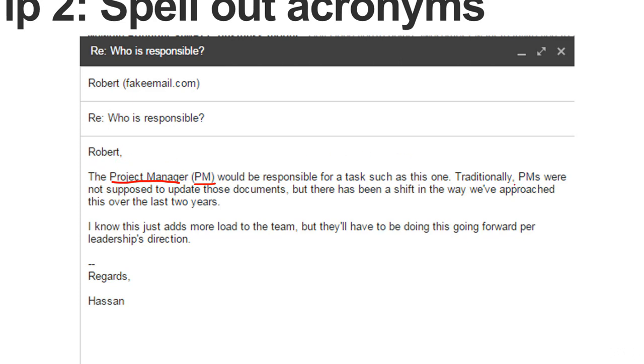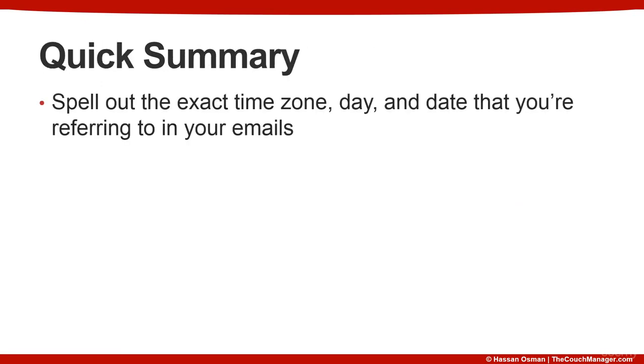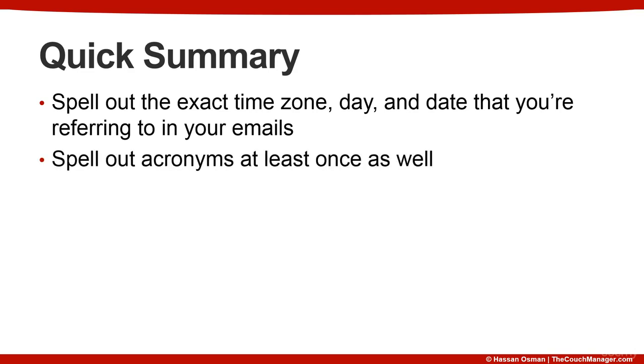And then you can also refer back to the acronym anywhere in your email after you pointed out the first time around. All right, with that, a quick summary. So spell out the exact time zone, day, and date that you're referring to in your email messages. And then spell out acronyms at least once as well.